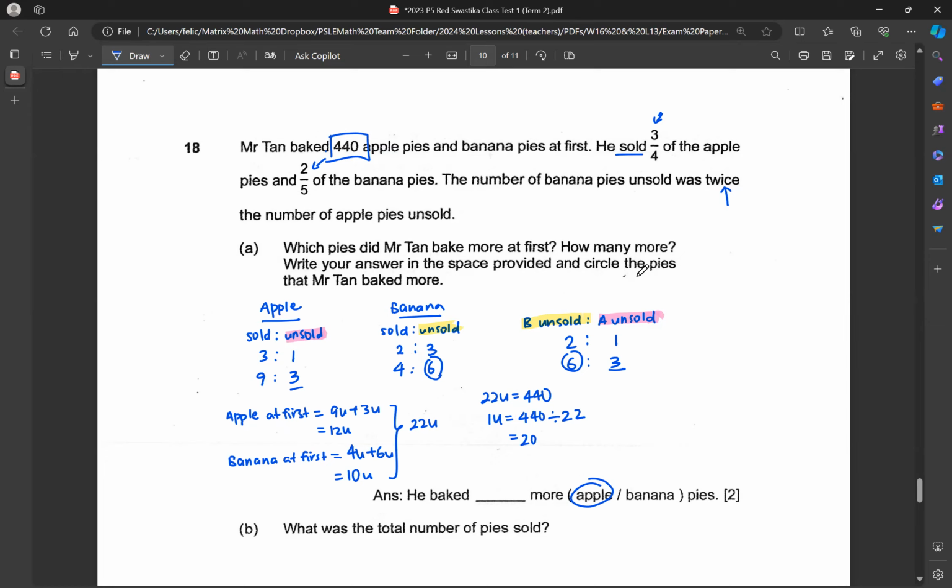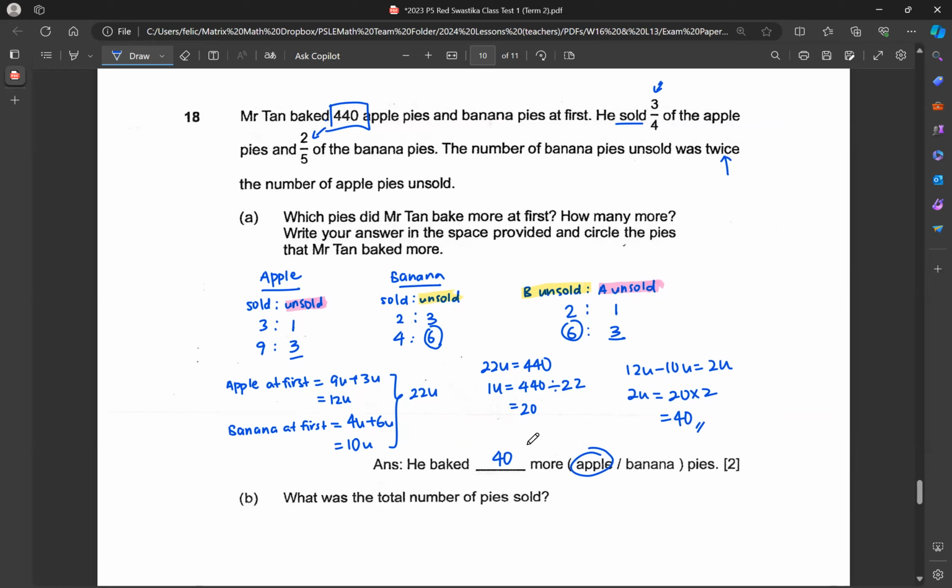They ask you how many more. How many more means the difference between these two values. So 12U and 10U, the difference is 2U, right? 12U minus 10U. So just work out 2 units, which is 20 times 2. So that would be 40 more apples than bananas. Okay, so using ratio method to solve this will be very useful because if you master the skill of common base, then actually this is pretty much quite easy.